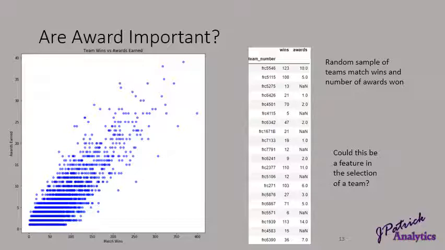This may not be a feature for selecting your team to join your alliance. I do think it's an indicator of teams that have well-established processes and are consistent performers. I did include the table that has a random sample of records to further demonstrate the results.